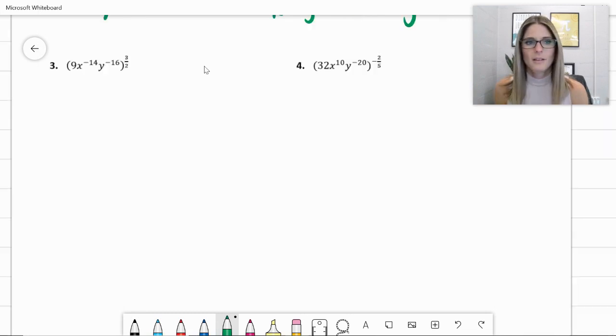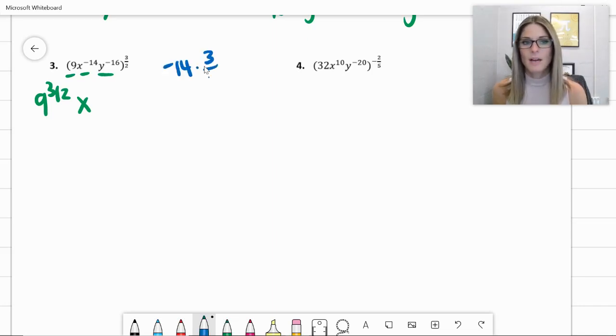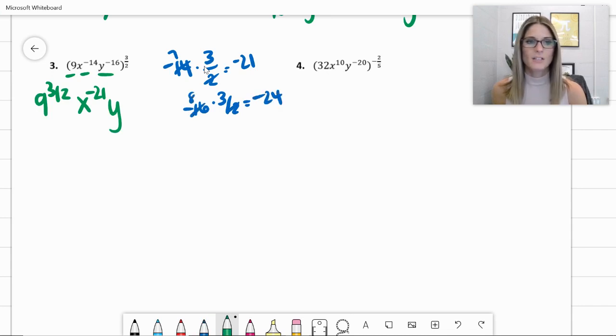Final answer. Number 3 also has 3 things in the parentheses, so 9 to the 3 halves. X to the -14, and we're multiplying that with 3 over 2. I can cross simplify and see that I get a -21. X to the -21. Y to the -16, but power to power multiplied with 3 over 2, I can simplify to help me get -24. Y to the -24th. Now we do have negative exponents that are going to move down into the denominator. Both of those, the x and the y, are going to be in the denominator.